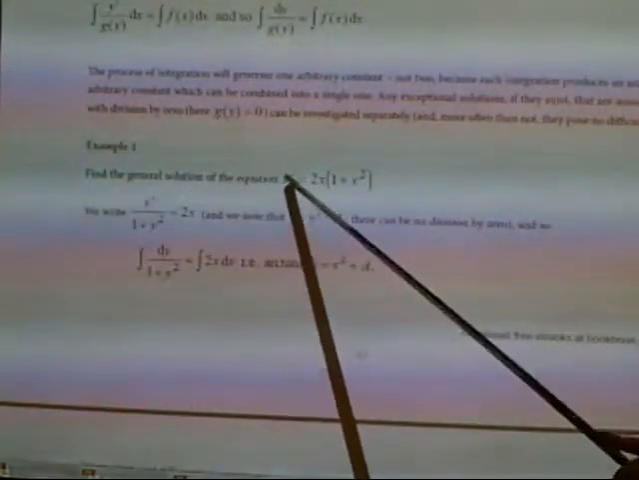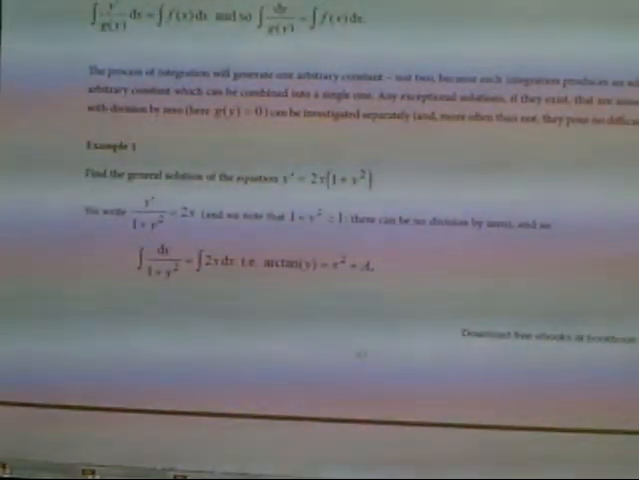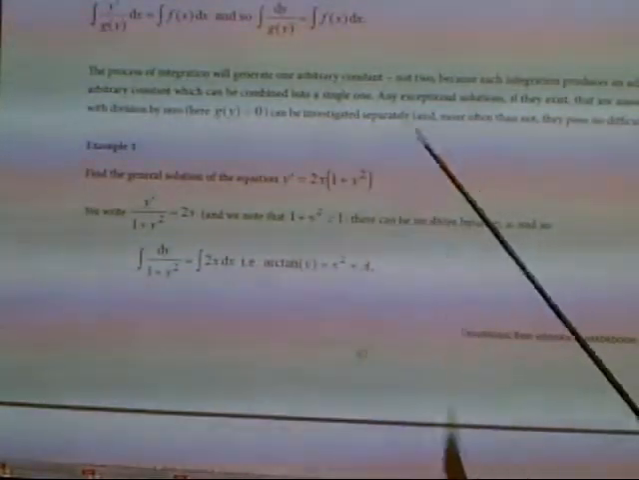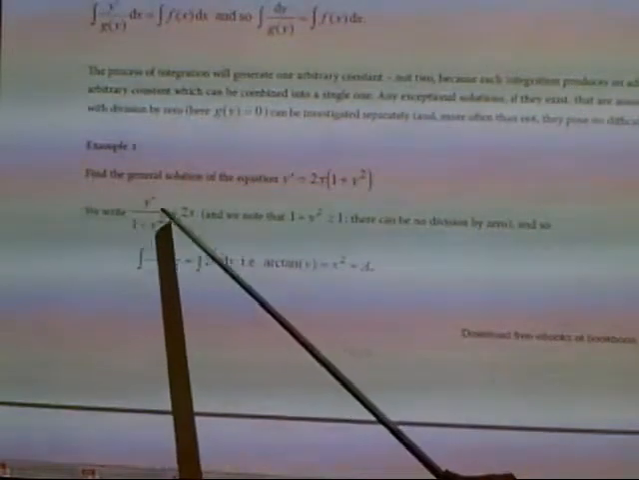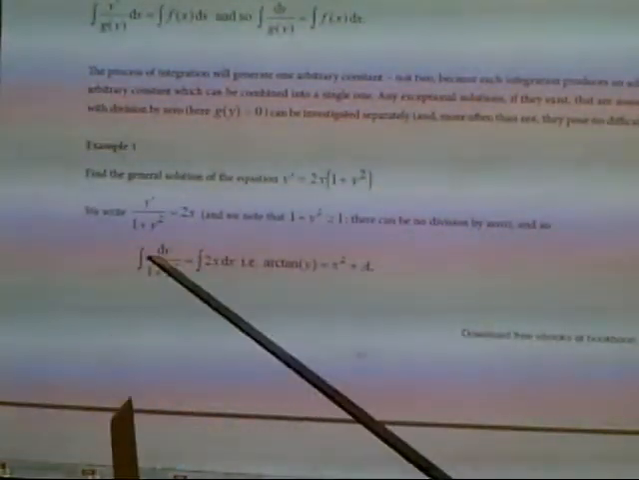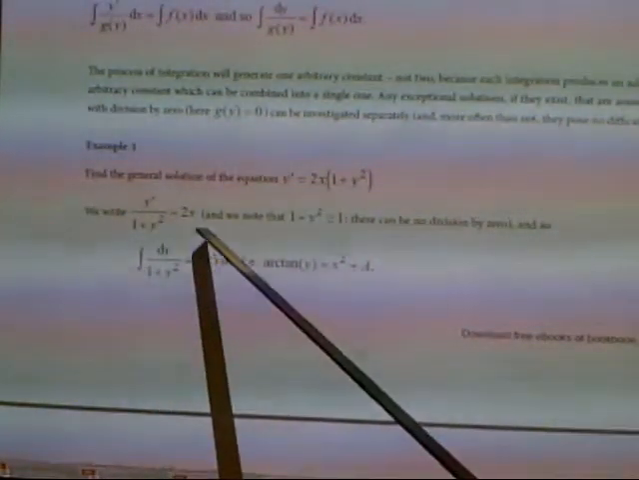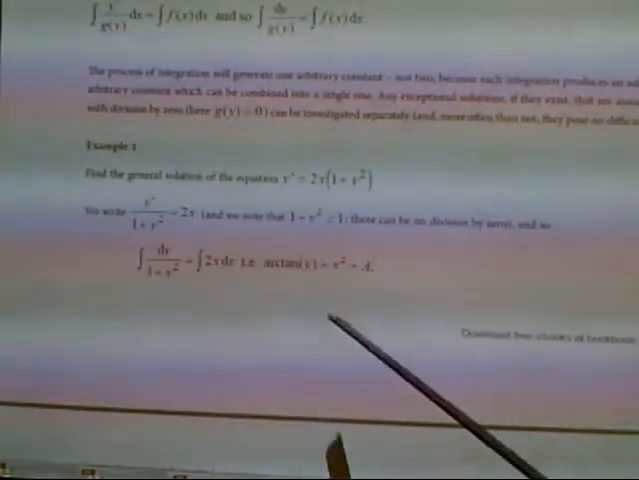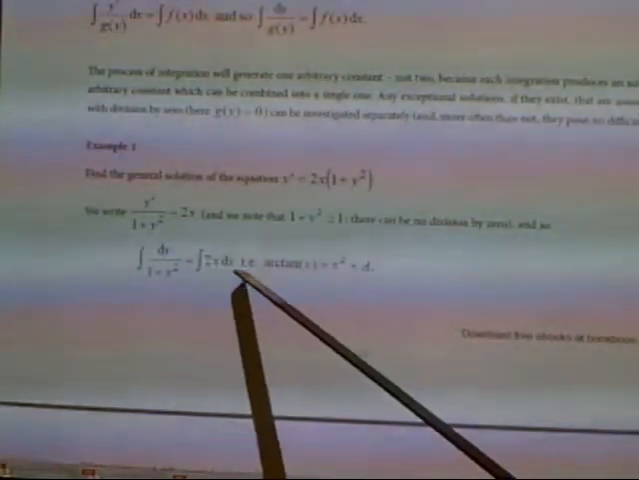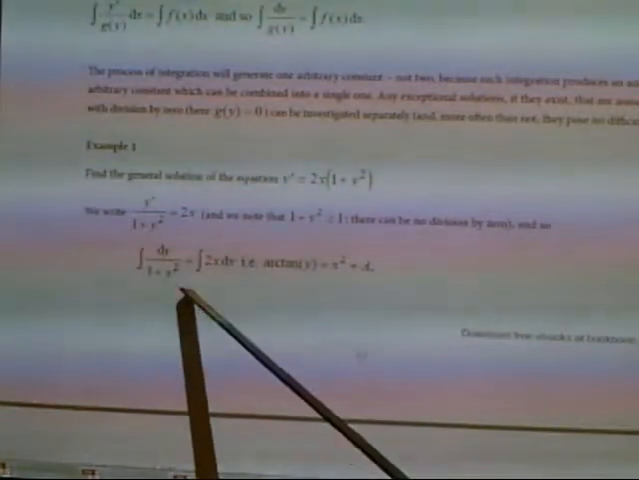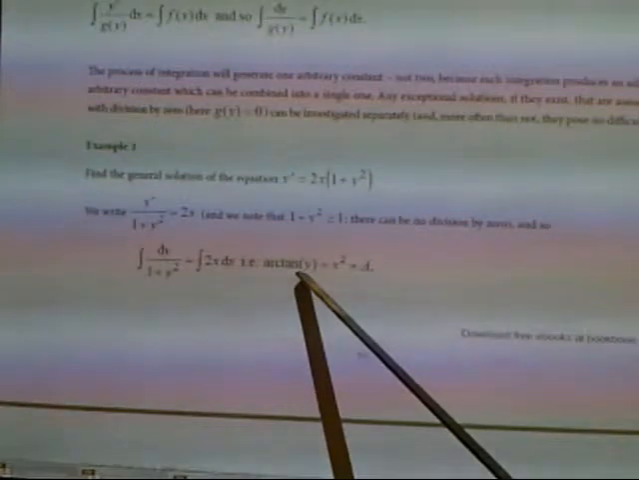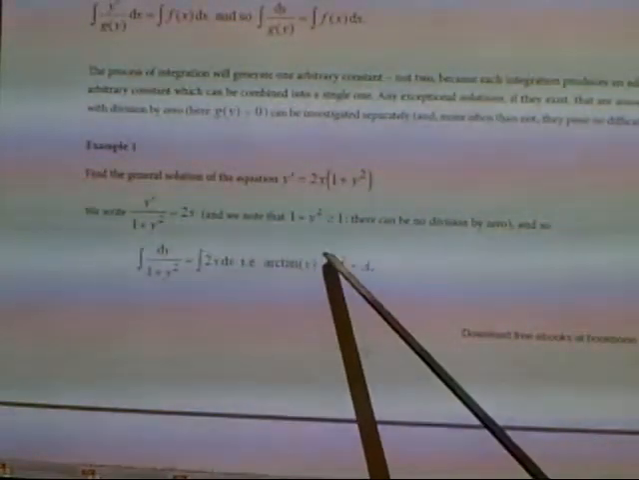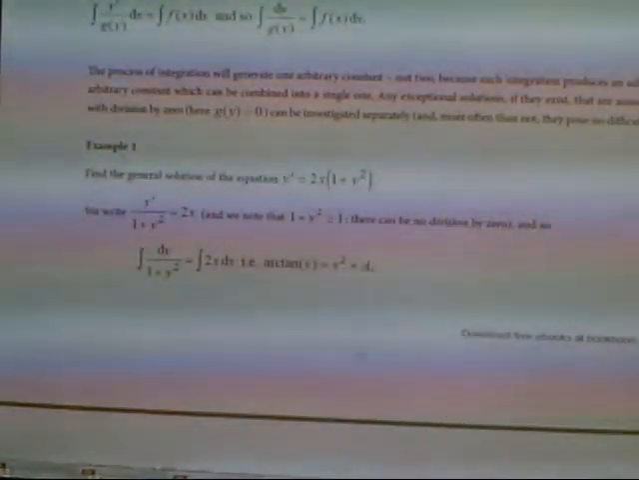Find the general solution for the equation dy/dx is equal to 2x multiplied by 1 plus y squared. So this is 2x and 1 plus y squared, so we have to write dy over 1 plus y squared equal to 2x dx. The integration of dy divided by 1 plus y squared is the integration of 2x dx, which is arctan y equal to x squared plus c. So this is the answer we got.